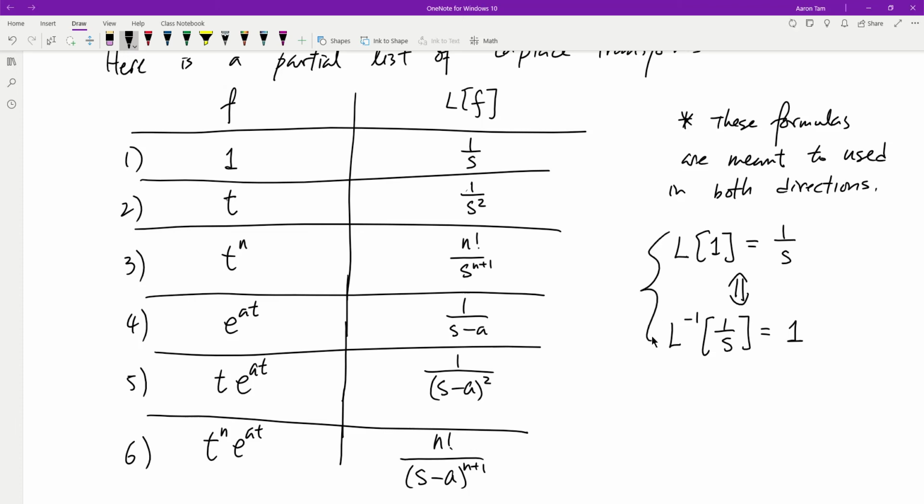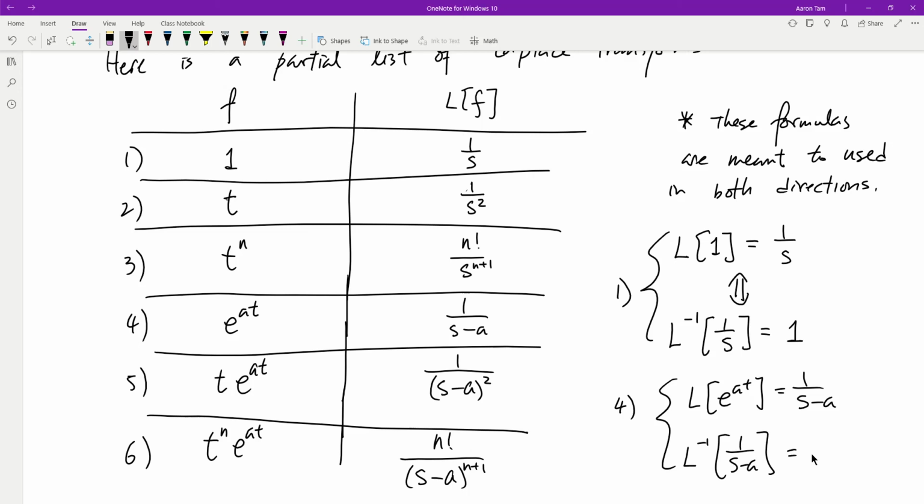That's what formula number 1 states. Let's look at formula number 4, which is what we have been using for so long. It basically states the following: if I take the Laplace transform of e to the at, I get 1 over s minus a. But if I do the inverse Laplace transform of 1 over s minus a, that gives me e to the at. Now, let me show you how this works in a problem.